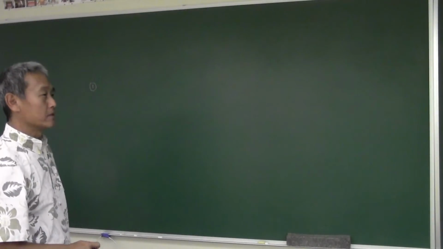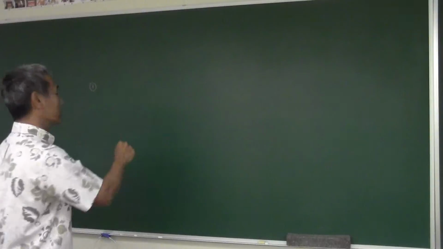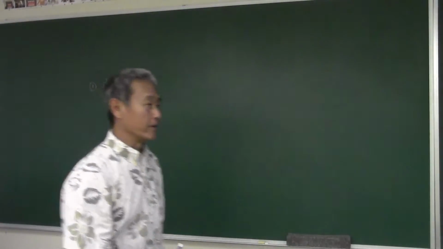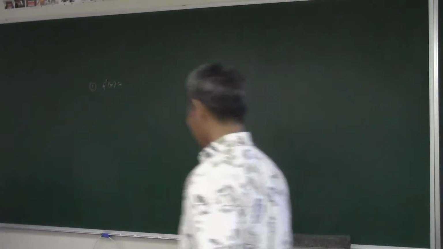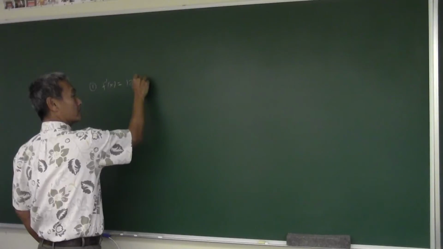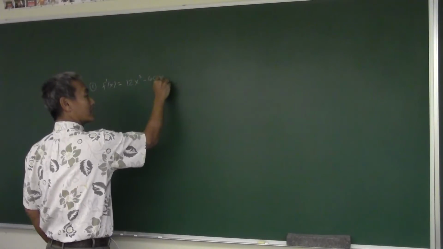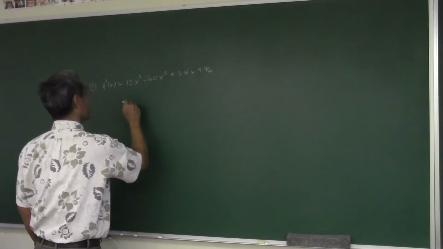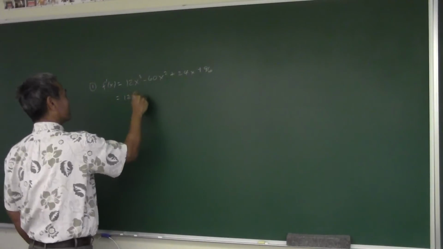So it says, when is the derivative greater than 0? So first step, take the derivative. Wait, I can't read this. I'm going to have to enlarge it. All right. So the derivative will be 12x cubed minus 60x squared plus 24x plus 96. Factor out a 12.